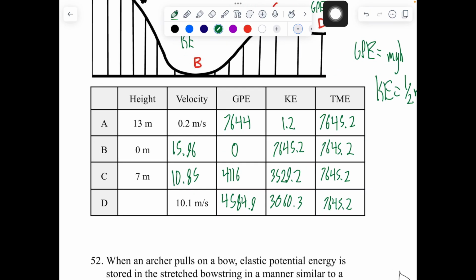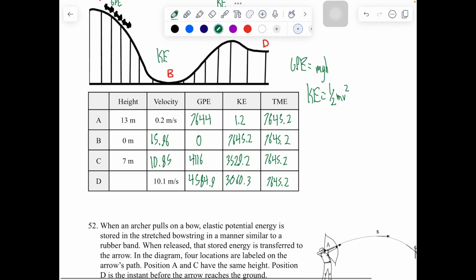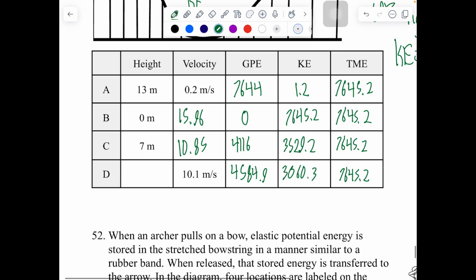And we can take a look at our height at D. Plug in your gravitational potential energy, divide by the mass, divide by 9.8, and we get that higher height, about 7.8. Now we can tack on units. Height is meters, velocity meters per second, and all energies are joules.